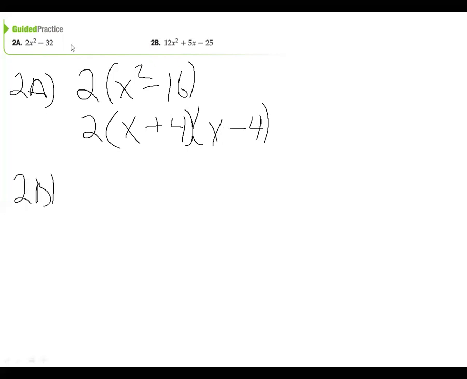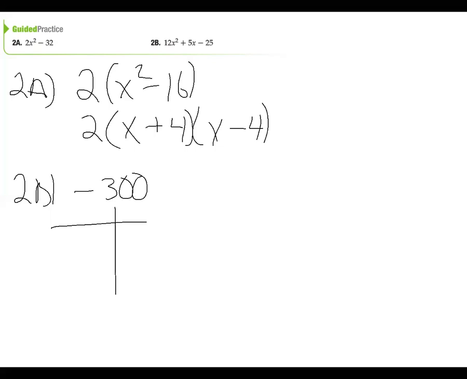2b. All right, the only number that divides evenly into all 3 terms is 1. While 25 is a perfect square, 12 is not, so this is not a perfect square trinomial. So we multiply negative 12 and 25 and get negative 300. So we're looking for factors of negative 300 that add up to 5.